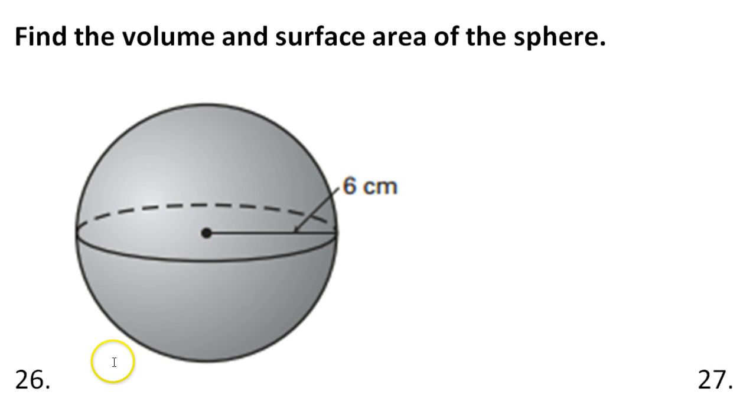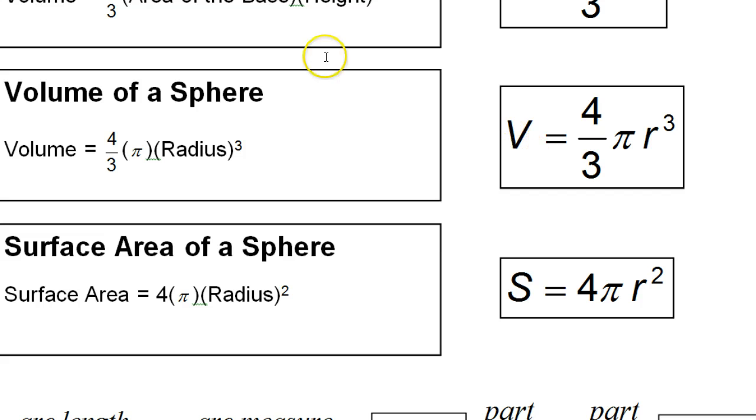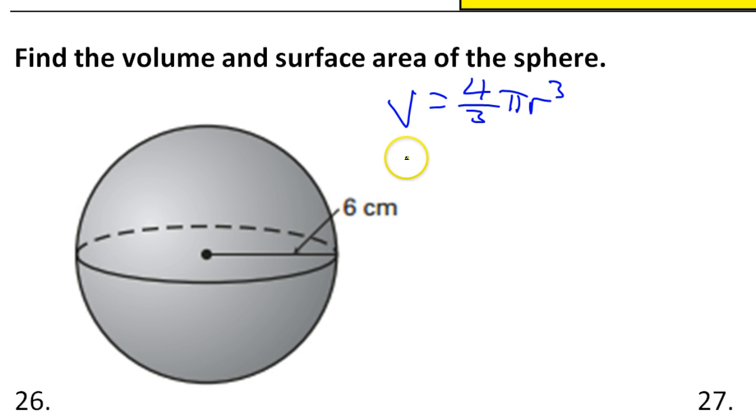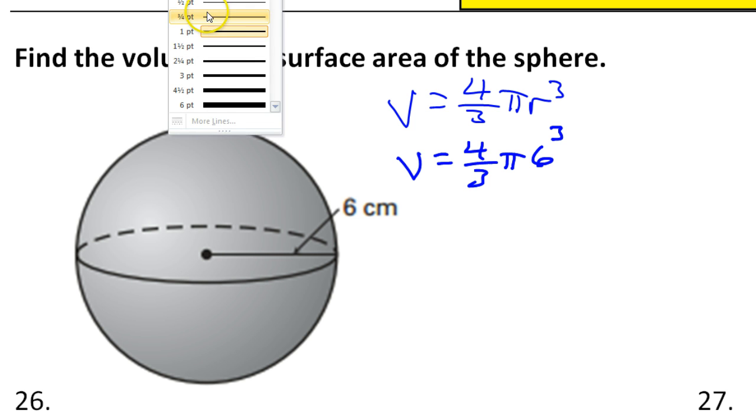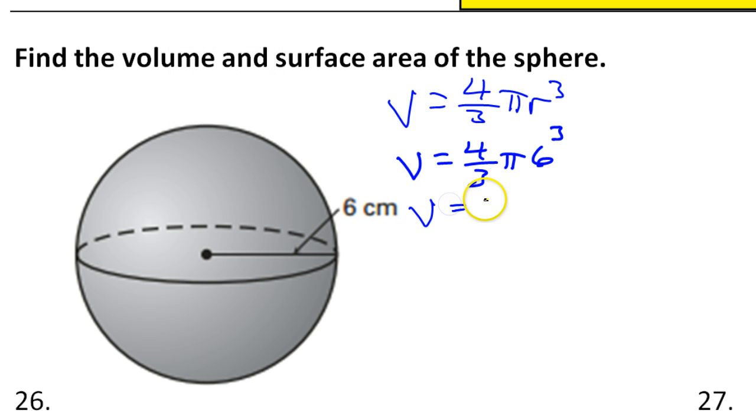All right, for number 26. So now we're getting into spheres. Find the volume and the surface area of the sphere. The formula for the volume of a sphere is 4/3 pi r cubed. So we know that the radius is 6, so that makes the volume 4/3 pi times 6 cubed. But 6 cubed is 216. So that's 4/3 pi times 216. I'll just put that in my calculator.